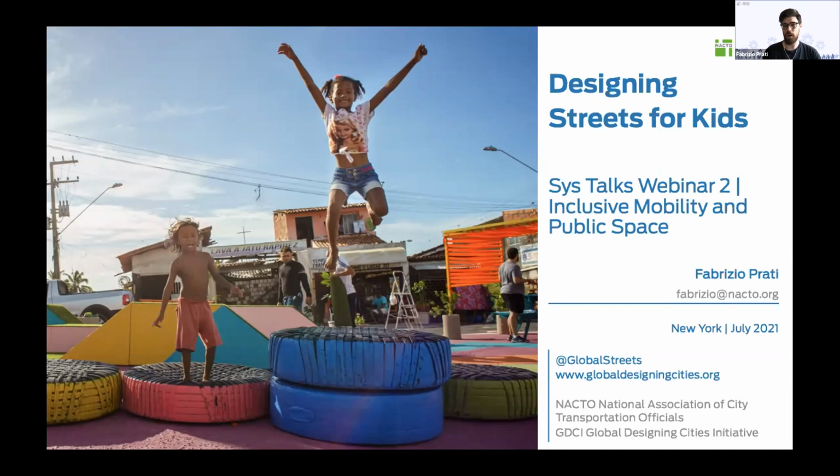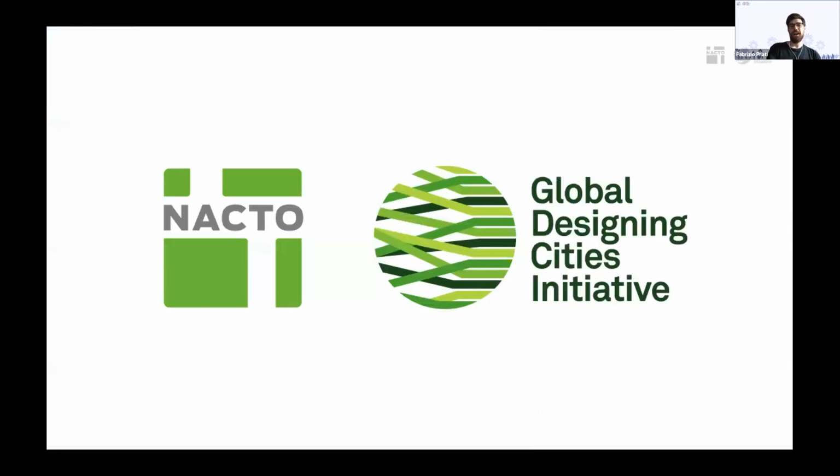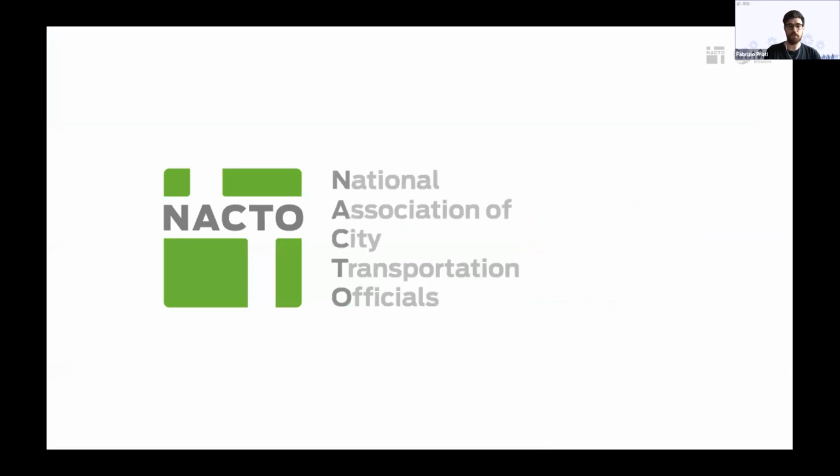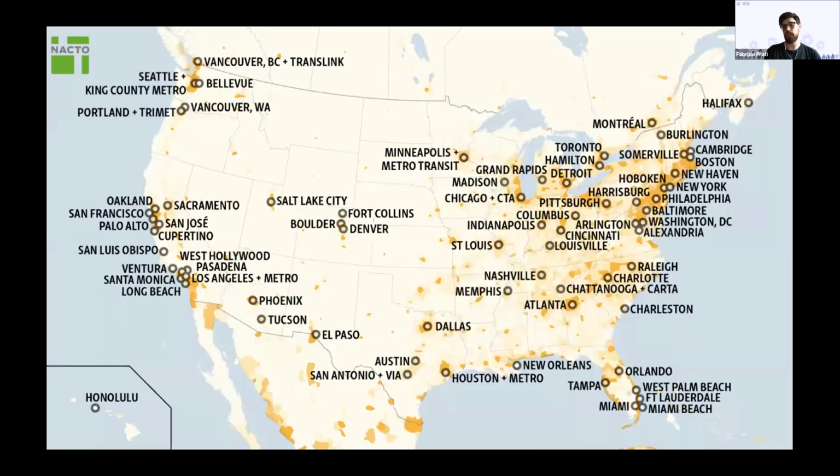So today I'd like to share with you one of our programs at NACTO GDCI, which is the Designing Streets for Kids program. But before delving into it, I'd like to briefly introduce my organization for the ones that are not very familiar with us. So NACTO GDCI, or Global Designing Cities Initiative. Let's start with NACTO. NACTO is the National Association of City Transportation Officials, a nonprofit organization based in New York City, representing 86 major North American cities and transit agencies, aiming to exchange transportation ideas, insights, and practices.